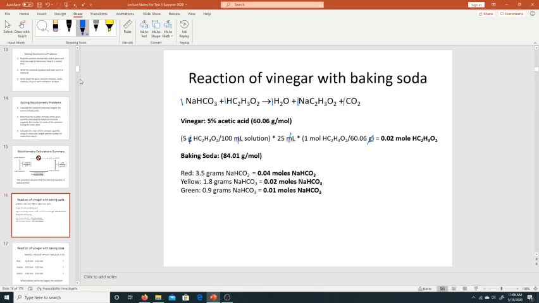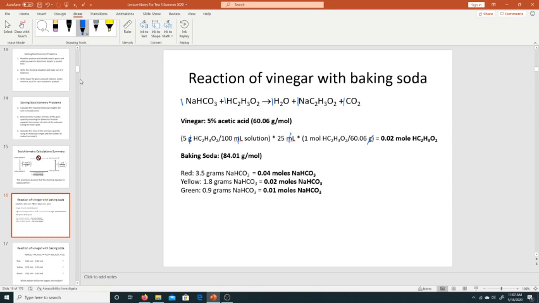Now the baking soda, that's sodium bicarbonate. And this we can weigh out as a powder. So let's say you have 3.5 grams, a molecular weight of 84.01, that's 0.04 moles.